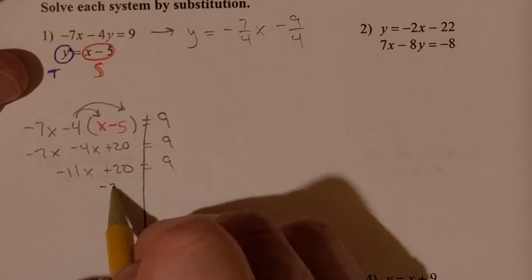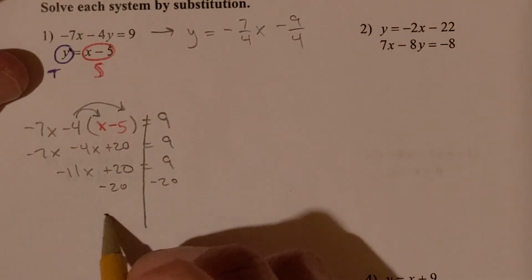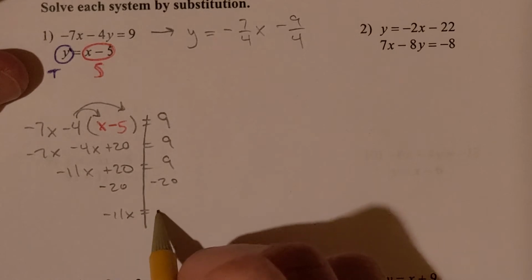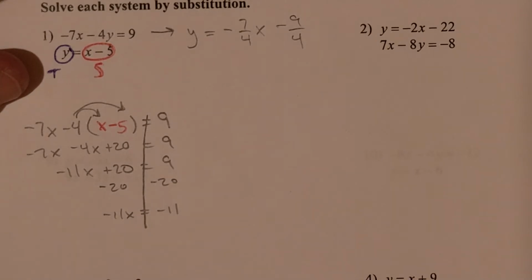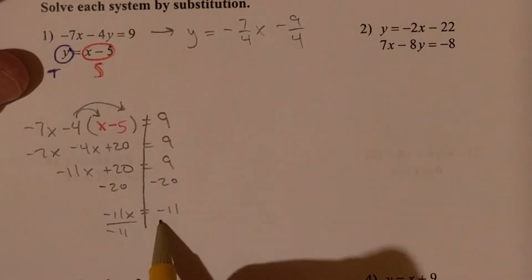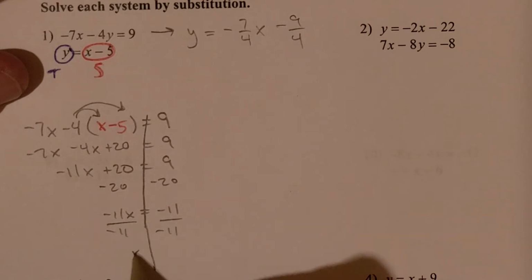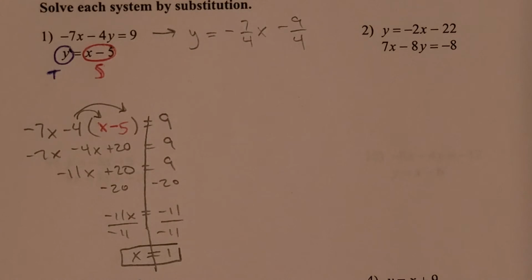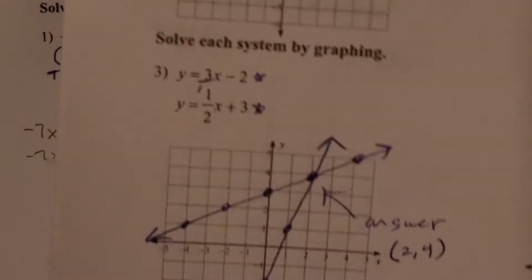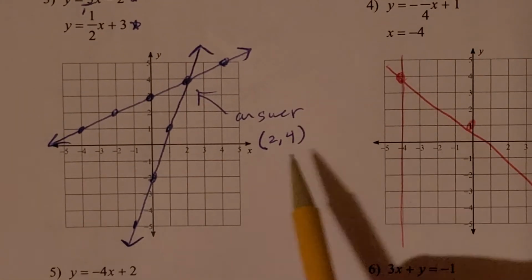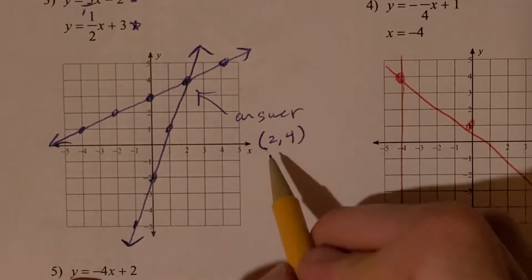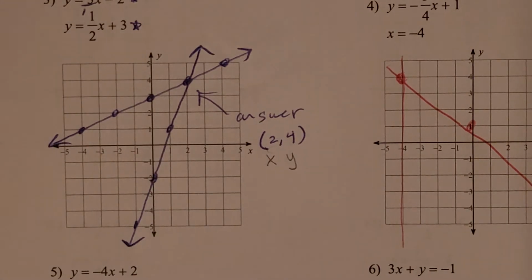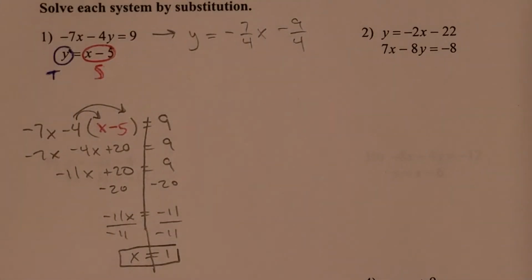Now this is a two-step equation. I would subtract 20, I get negative 11x equals negative 11. And when I divide by negative 11, I get that x equals 1. Woo! Wait. When we solved these before, I'm going to bring back this problem, my answer was a point that had an x and a y. So why am I right now just getting an x equals 1 as my answer?